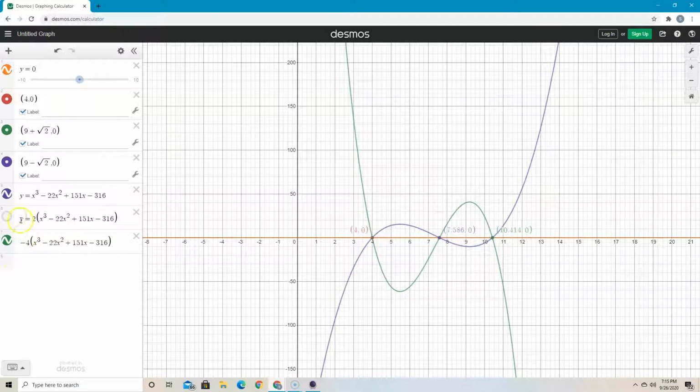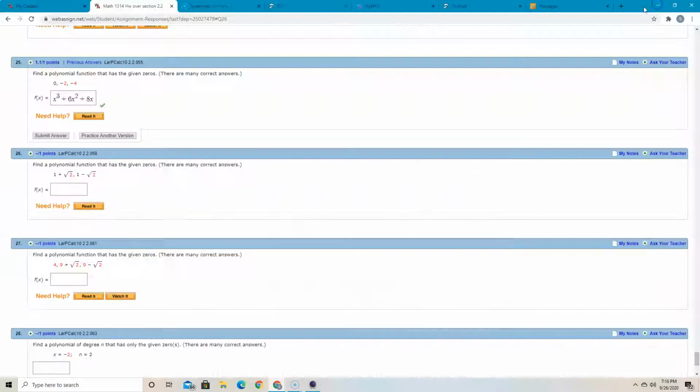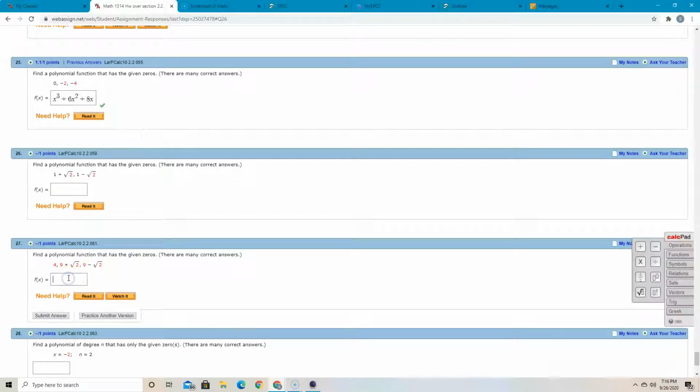And we can keep multiplying this by any number. And there's the other one. And we can just keep doing this forever. And that's why it says on WebAssign there are a lot of possible answers. Well, that's for sure. There are many. There's infinitely many. So how the heck is WebAssign going to grade all? I don't know. But we'll just put the original one in.